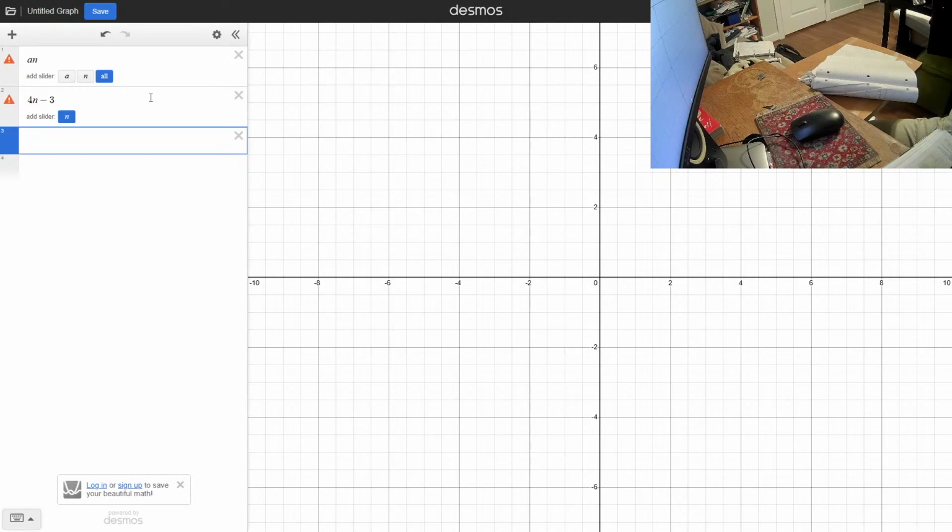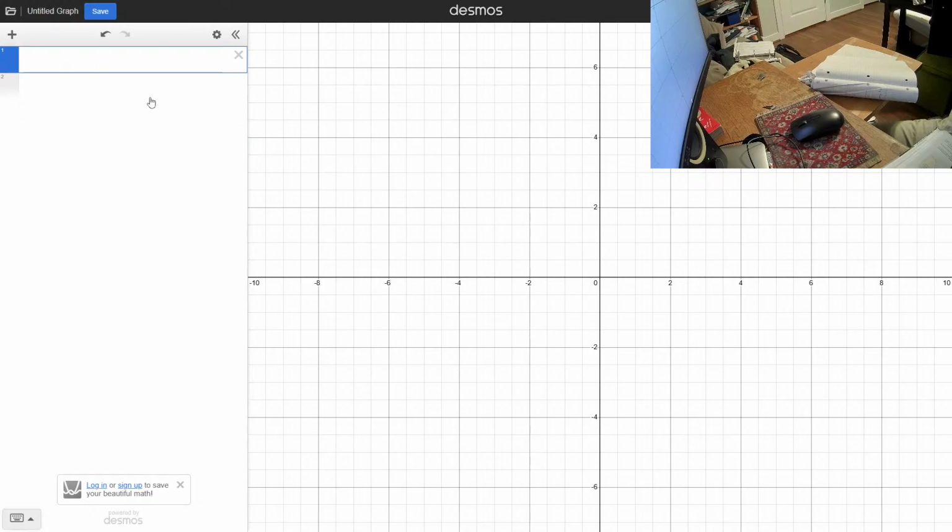So the first number in this sequence would be if you plug in 1 for n. So it would be 4 minus 3, so it would be 1. And then you would plug in 2 to get the next number in the sequence. That would be 8 minus 3, so that would be 5. And then you plug in 3 and it would be 12 minus 3, so it would be 9. And so that's the series. So it goes 1, 5, 9, 13, you get it.